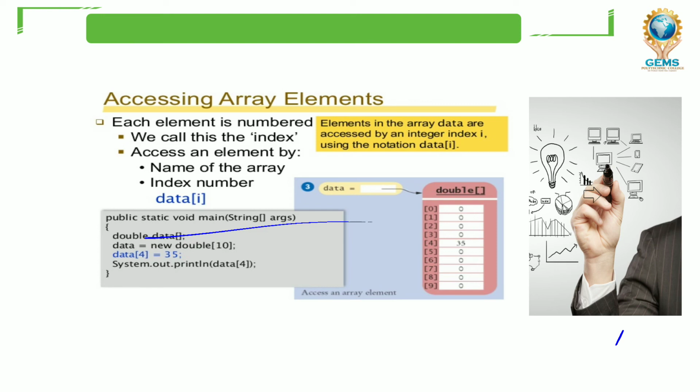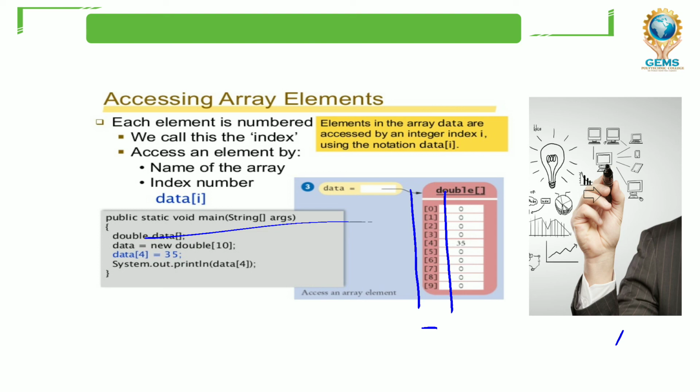accessing array elements. Each element is numbered, in the box. We access an element by the name of the array and the index number, that is i. Accessing an element means to perform some operations on a particular location. Look at here. I draw two lines here. In these two lines, the numbers 0, 1, 2, 3, 4, up to 9 are given. These, 0 to 9, are called the index of the element.